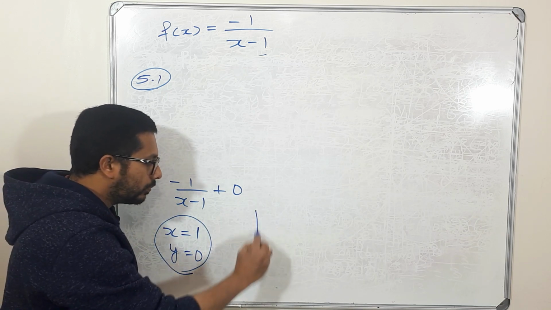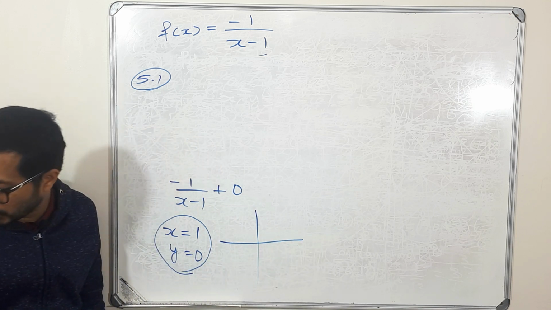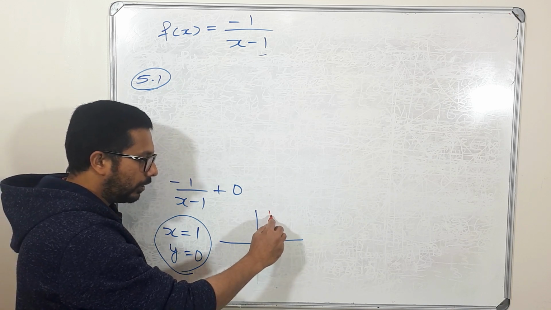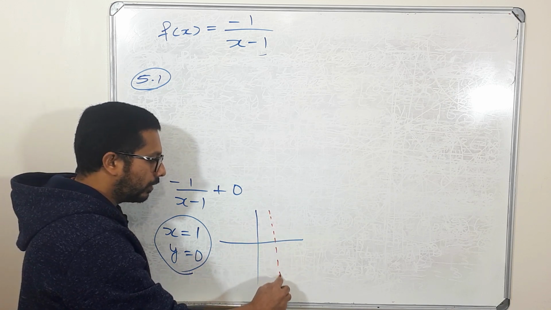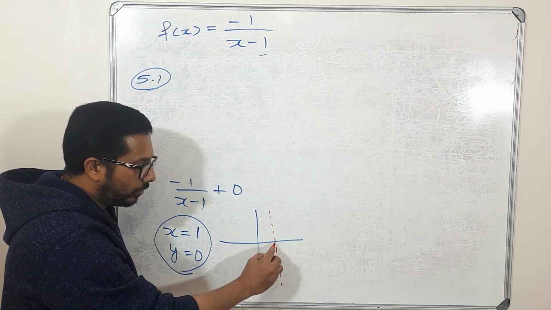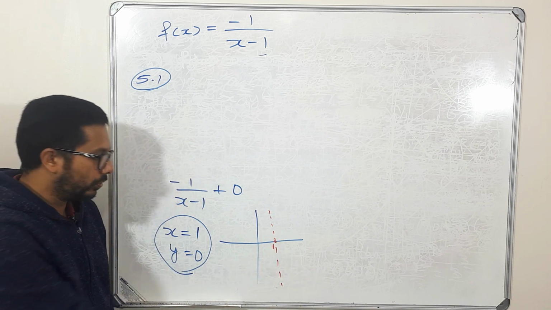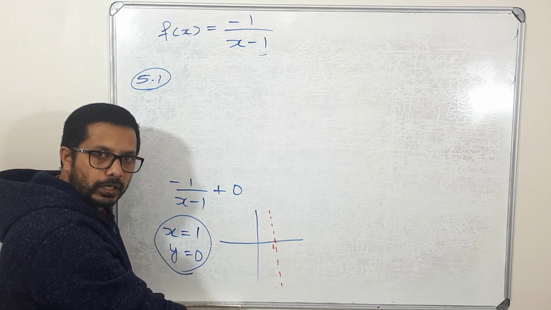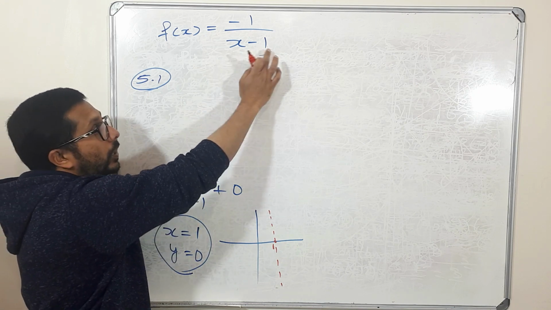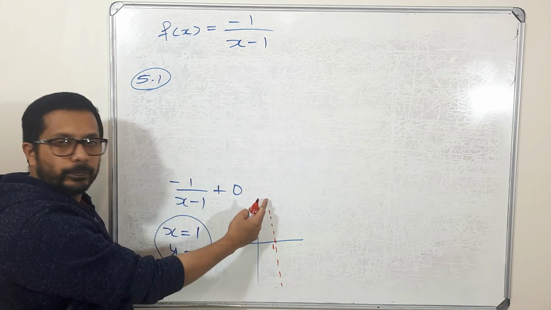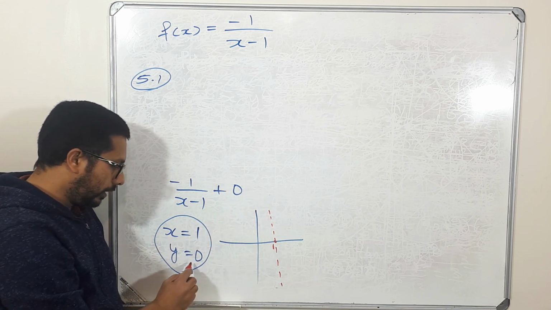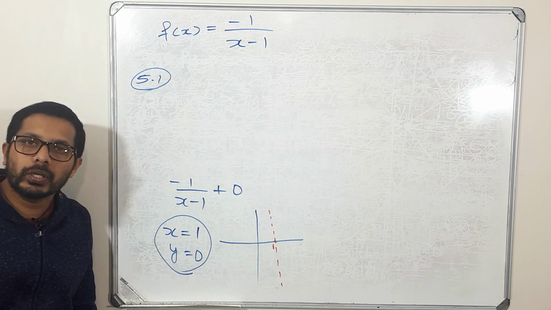How do you mark an asymptote? You studied in your class, asymptotes normally we mark with a dotted line. What is this one? x is equal to 1. So this x is equal to 1 is the vertical asymptote, the opposite of this one. Here x minus 1, so what is the vertical asymptote? x is equal to 1. Then this one, y is equal to 0, that is the horizontal asymptote.